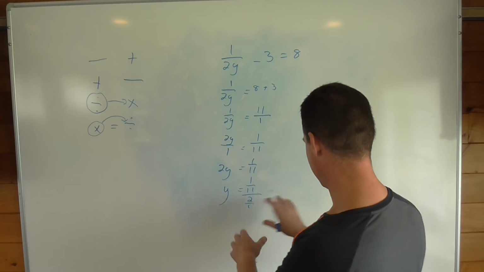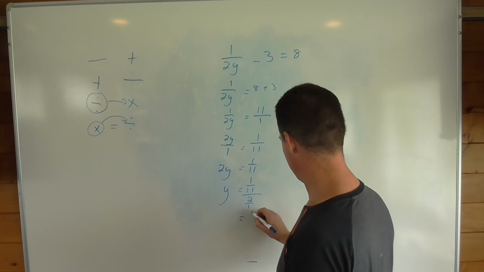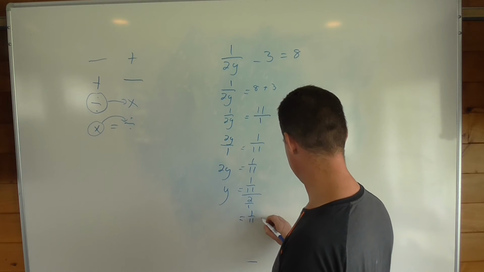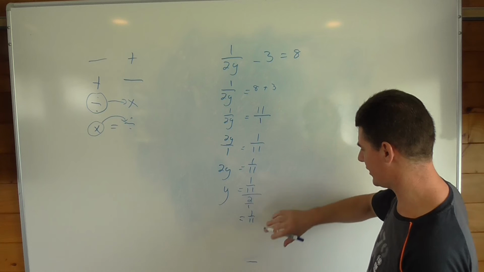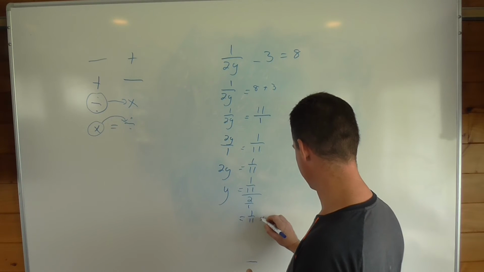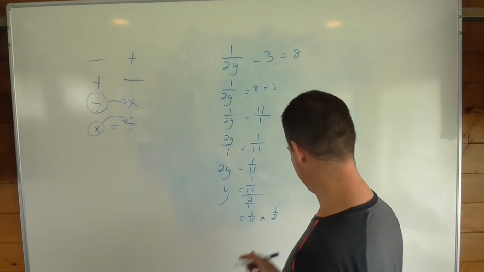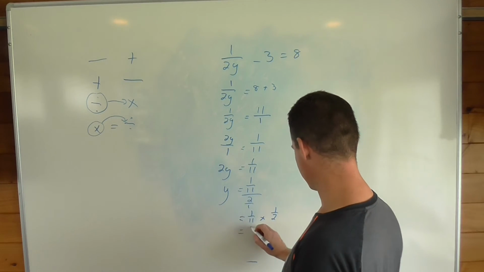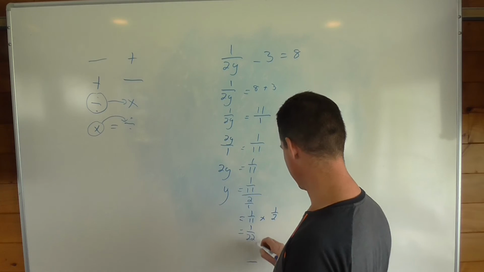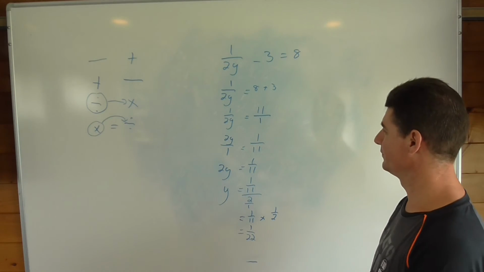Okay, so now let's just do the whole multiplication thing. So y then equals 1 over 11. Because remember, that's dividing, so now we have to flip it. To change it into a multiplication, it's 1 over 2. So then 1 times 1 is 1, 11 times 2 is 22. So y equals 1 over 22.